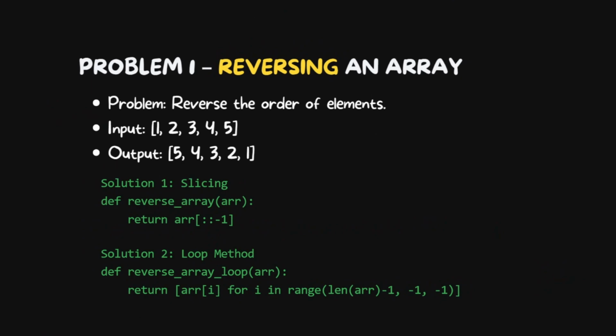Python makes reversing an array super simple by slicing. That's the first solution. Here, this is a slice operation that tells Python to start at the end of the list and move backward to the beginning. This method is very efficient and requires only one line of code.